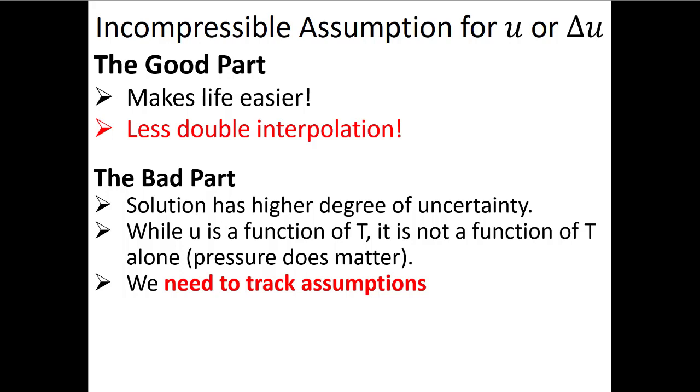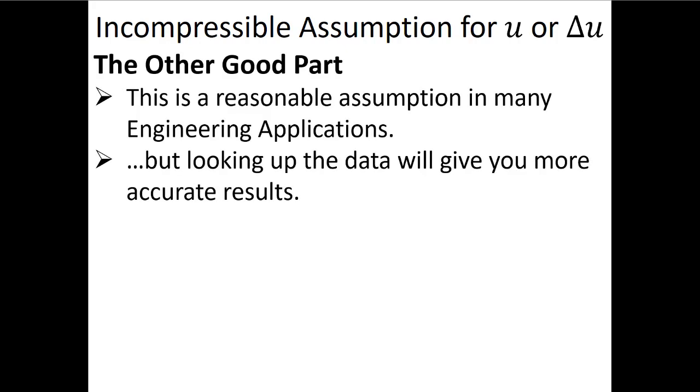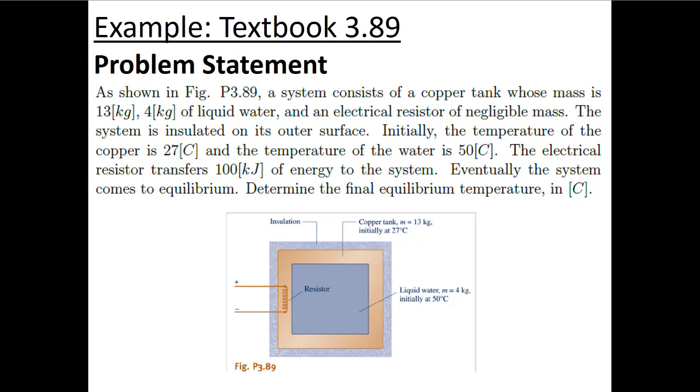Although even that, like we've said, is linearizing a nonlinear function, so even that is not perfect. There's still uncertainty involved in that solution as well. The other good part about this is that it's a reasonable thing to do in many different applications. You're always sacrificing accuracy, but in this case, the sacrifice is fairly small. So before we get to an example, does anyone have questions about how we might use specific heat in different problems?